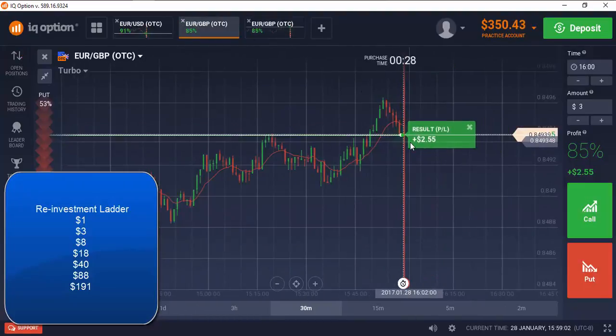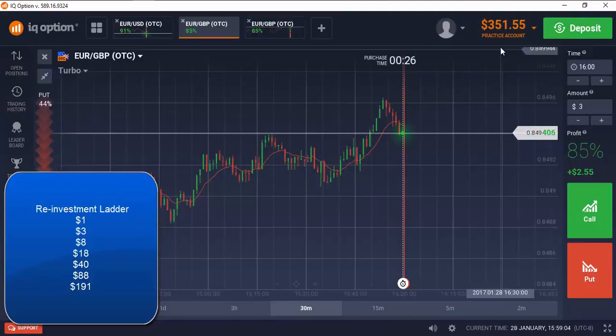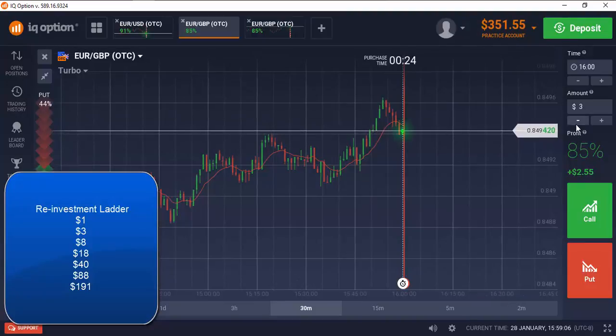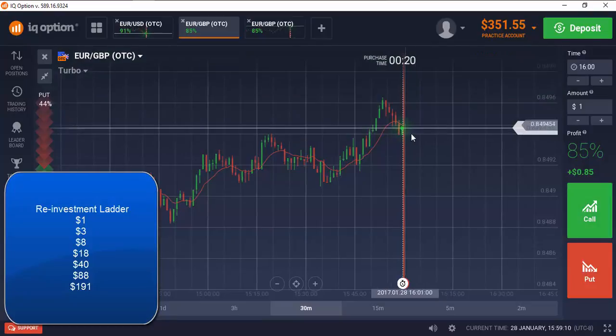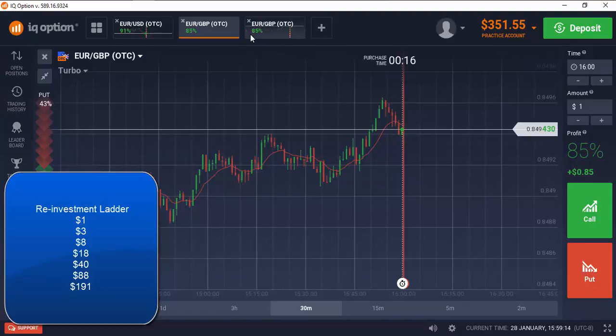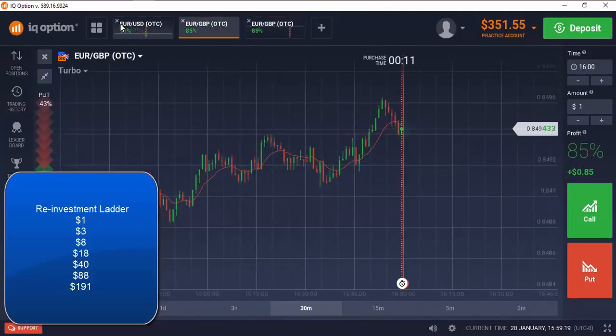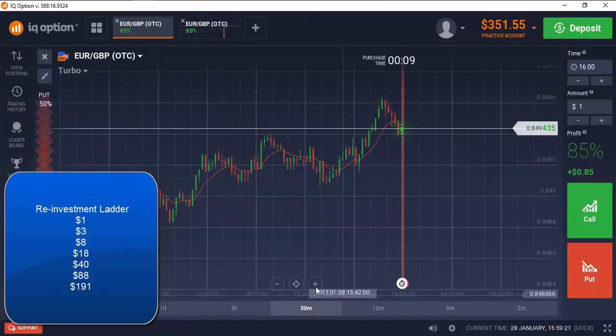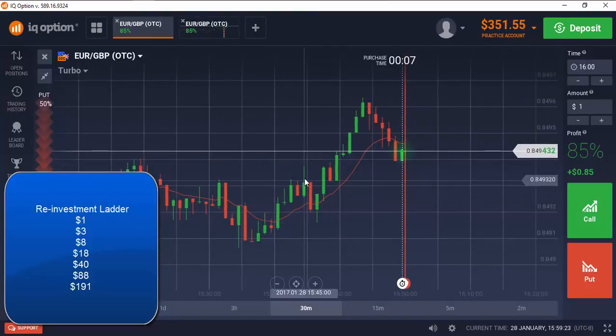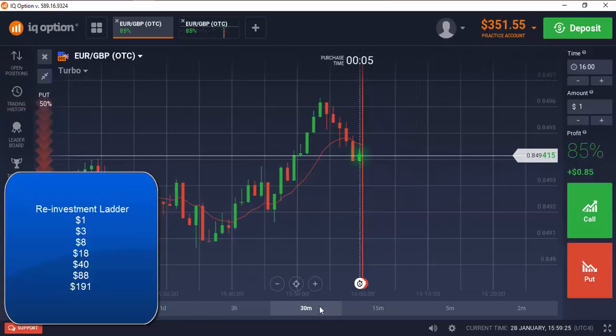you can. Good guys, we just won our trade, so we are going to start from $1 again and take the trade on the next one, 31 seconds. Let me close this for now and zoom in a little. Remember, you always need to be in the 30 minutes view.